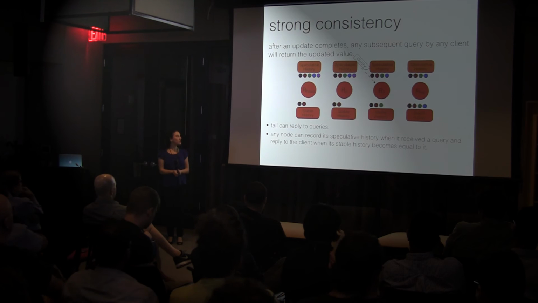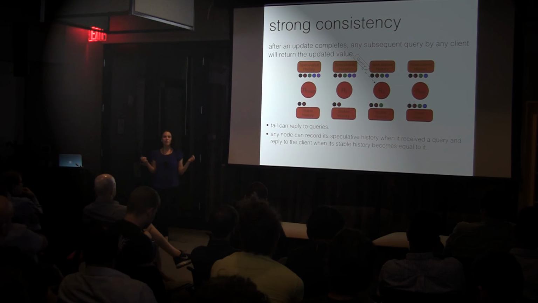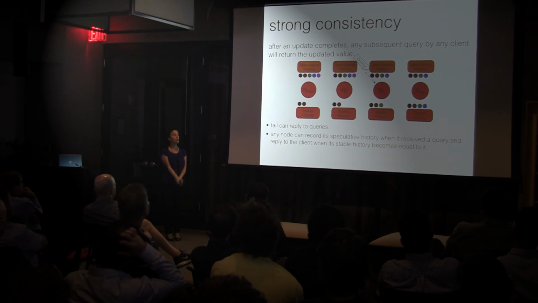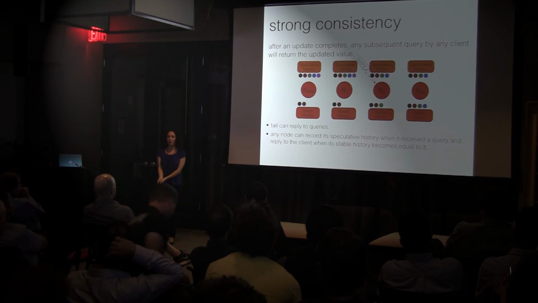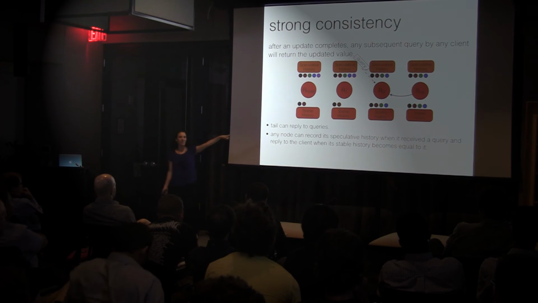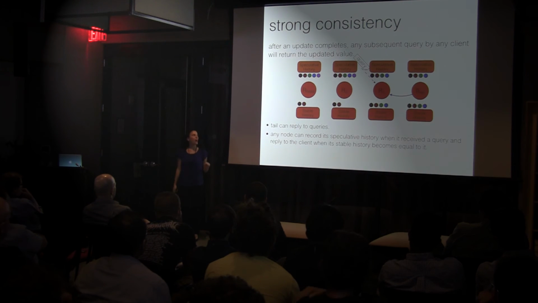Another way of doing that is that any node can receive a query. The moment it receives a query, it looks at its speculative history. For example, R3 receives a query and says, okay, the last update I have in my speculative history is blue. So I'm going to delay this query message until my blue update is stabilized. And when it's stabilized, then it's necessarily the case that it's already been stabilized at the tail. Because of that, this node can now send a response, and that would also be strongly consistent. Does that make sense?